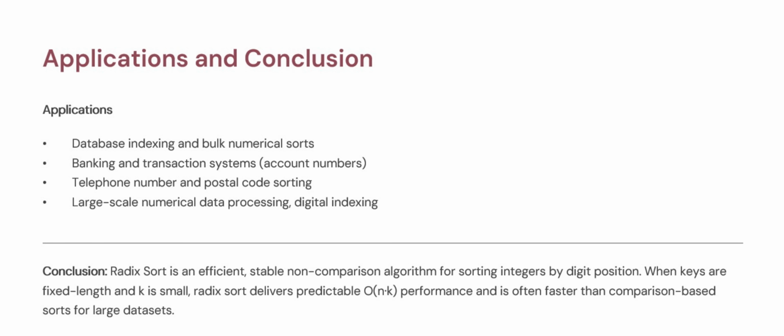To conclude, Radix sort is an elegant, efficient, and stable non-comparison sorting algorithm. When your data consists of fixed length keys and k is small compared to n, it delivers consistent O of n multiplied by k performance and is often significantly faster than comparison based sorts for larger datasets. It trades some extra memory for a gain in speed, a worthwhile trade in many practical scenarios.